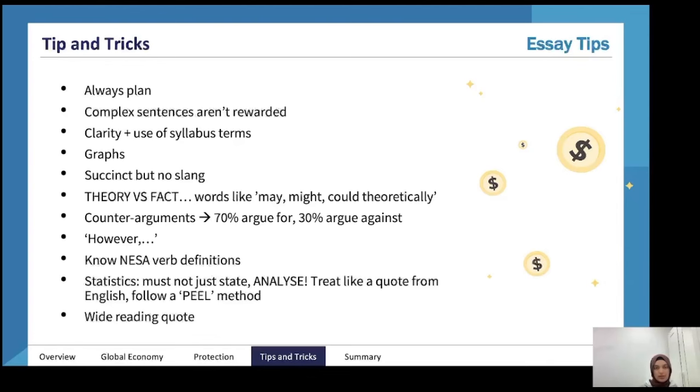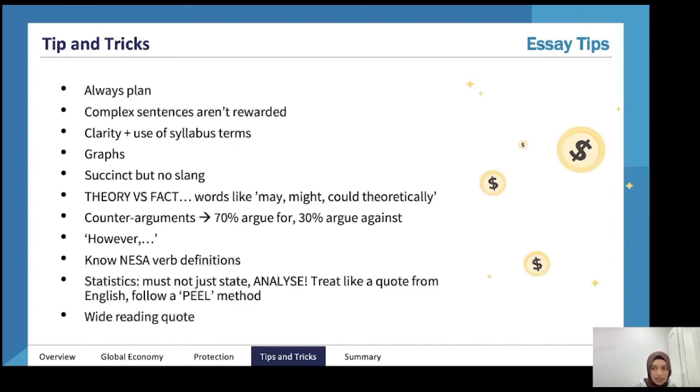Complex sentences are not always rewarded. You don't all have to be very fancy. You can just be simple in terms of your explanation, but be succinct. For example, don't have slang in your writing. That's obviously not going to help. Make sure you use clarity as well and use syllabus terminology to show the marker your extensive knowledge in economics, right? You want to be able to use economic terminology and economic concepts that you've learned throughout the year.